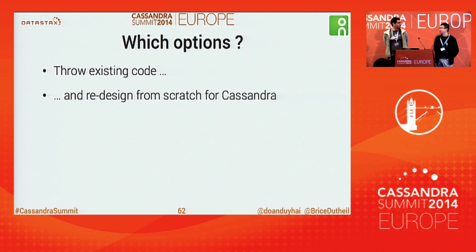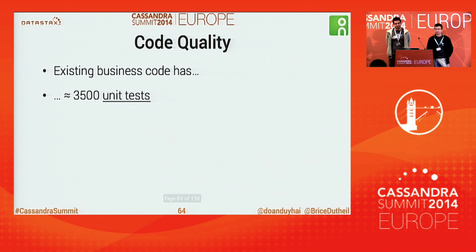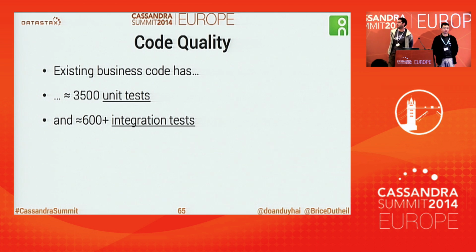But what are we going to do if we want to migrate to Cassandra? Shall we throw away our existing code and redo everything from scratch? Dangerous. Maybe it will take a year, maybe more, I don't know. So no. Actually, the team has invested a lot of time in code quality. We have more than 3,000 unit tests there. We have more than 600 integration tests.